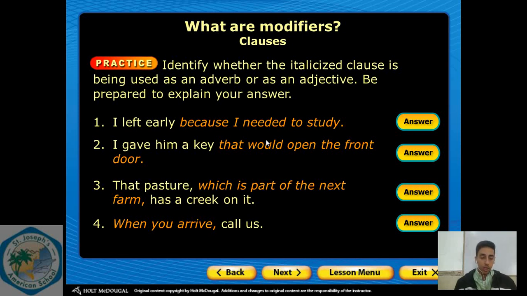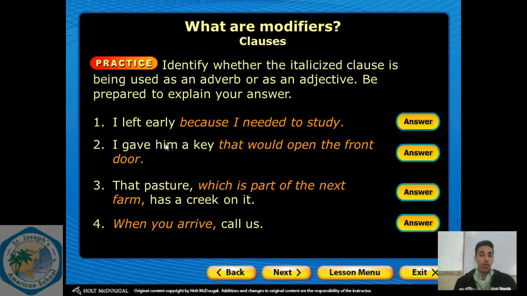I left early. When did I leave early? Or why did I leave early? Because I needed to study. So this is behaving as an adverb, modifying left. The second one: I gave him a key. Which key? That would open the front door. So this clause is behaving as an adjective.